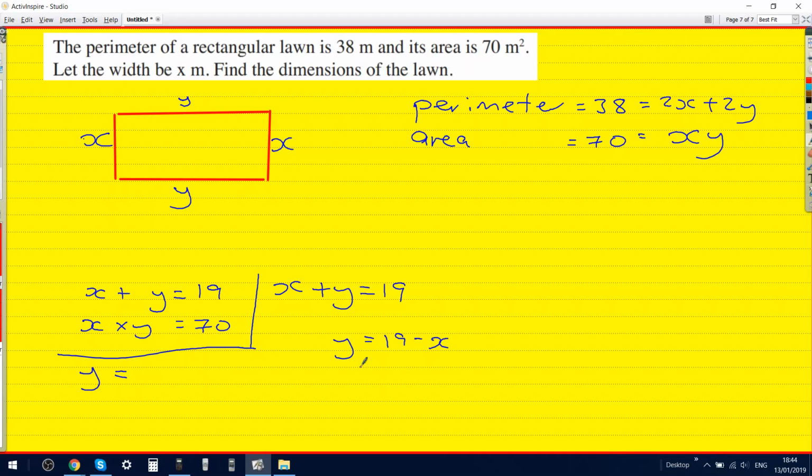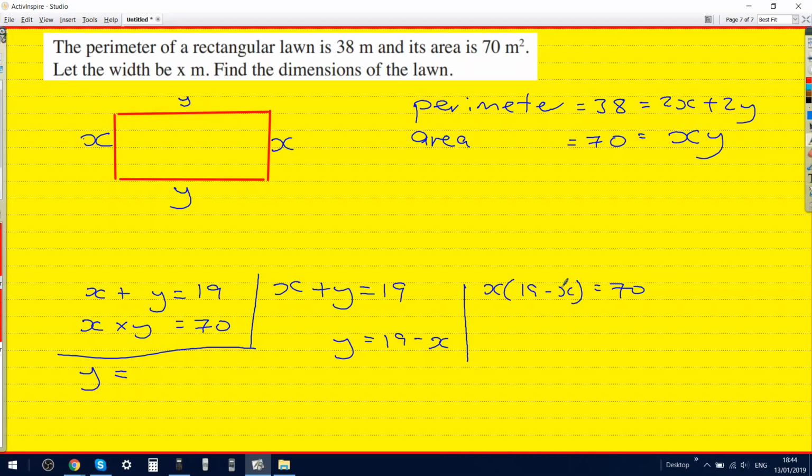Okay. So then it becomes x times 19 minus x equals 70. Yeah. Okay. So then from there we can multiply that out. So it'll become x times 19 times 19. Sorry, wouldn't that end up being a problem? Because. Oh, okay, we'll see.